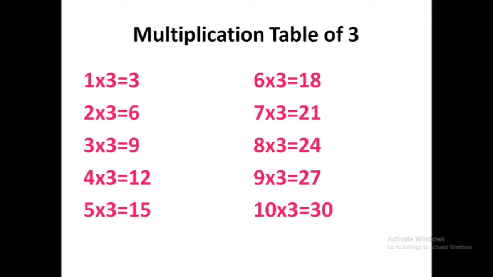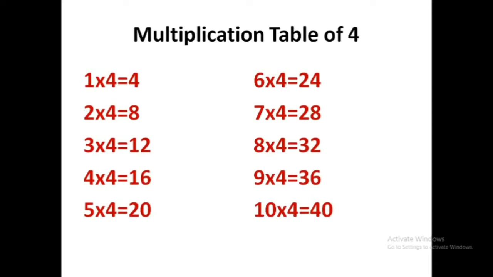Here is the multiplication table of 3. 1 3s are 3, 2 3s are 6, 3 3s are 9, 4 3s are 12, 5 3s are 15, 6 3s are 18, 7 3s are 21, 8 3s are 24, 9 3s are 27, 10 3s are 30.